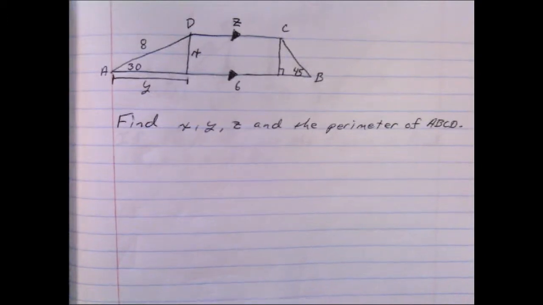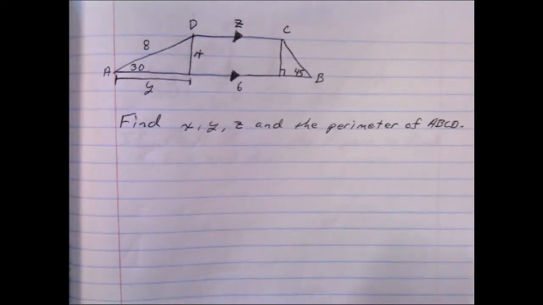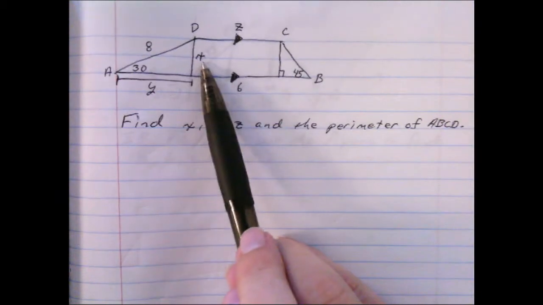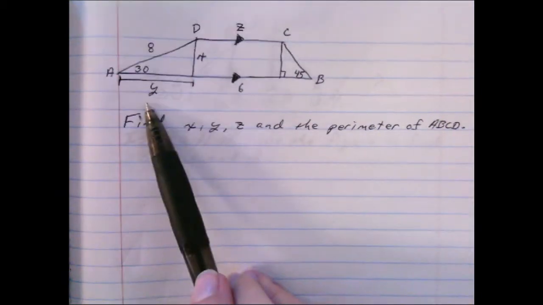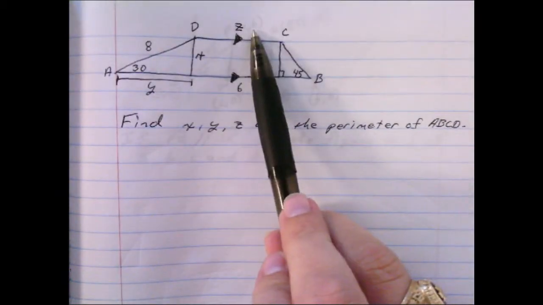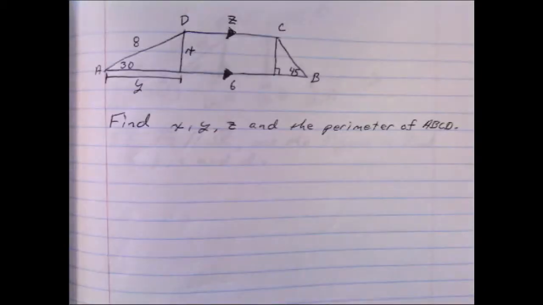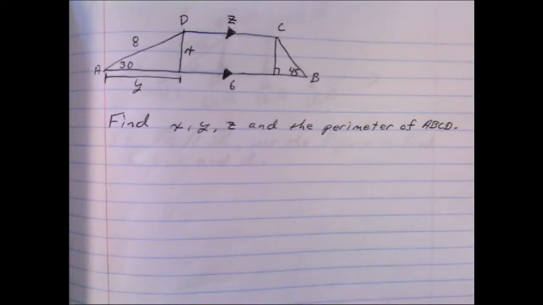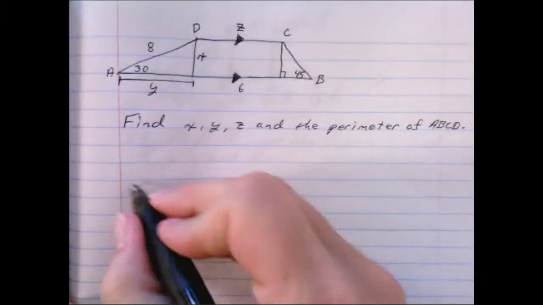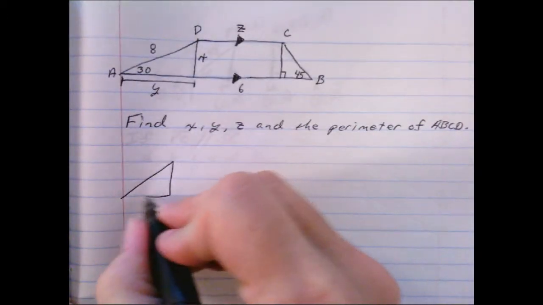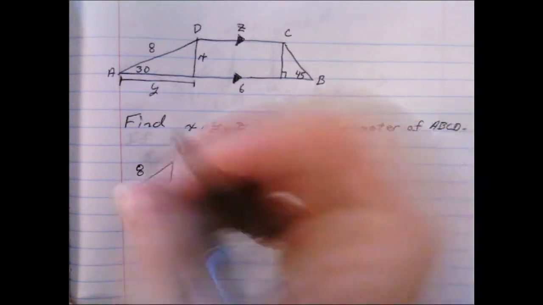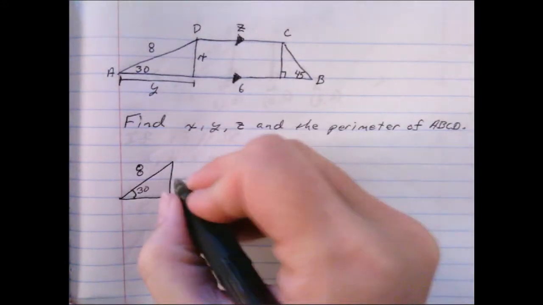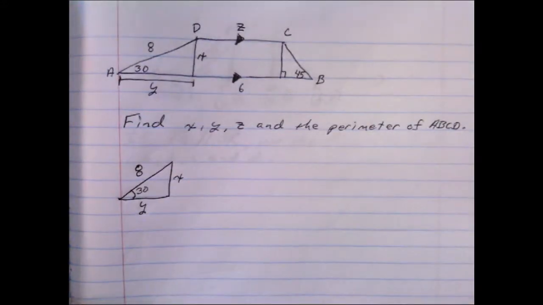So now we have this compound shape that we're going to be working with. So we're going to be finding x, we're going to find y, z, and then we're going to find the perimeter of the whole thing. Okay? So we're going to start out with our 30, 60, 90 triangle there on the left. So I'm going to pull that down here so I can just look at that piece. So this is my 30, x, and y.